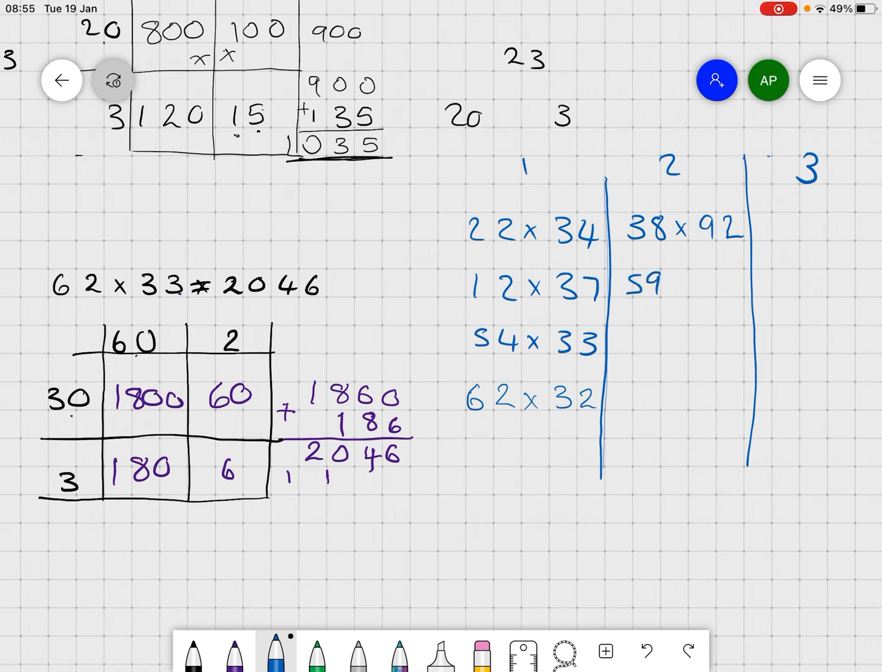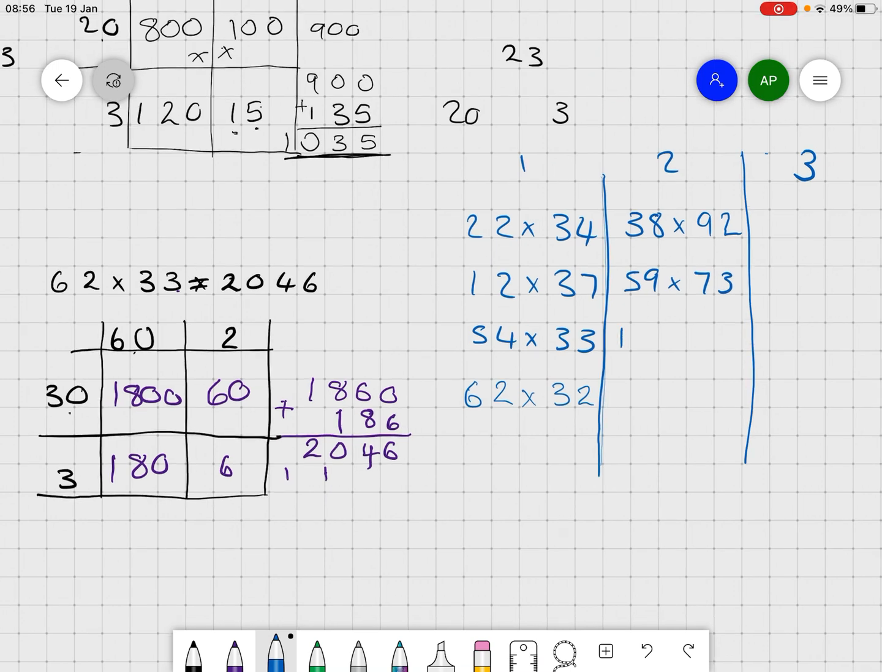So you might have 38 times by 92, 59. So I'm just choosing some more obscure multiplication tables. That's the only difference between these two. Number 1 is focusing on the more common multiplication tables. Number 2 is on some more obscure tables.